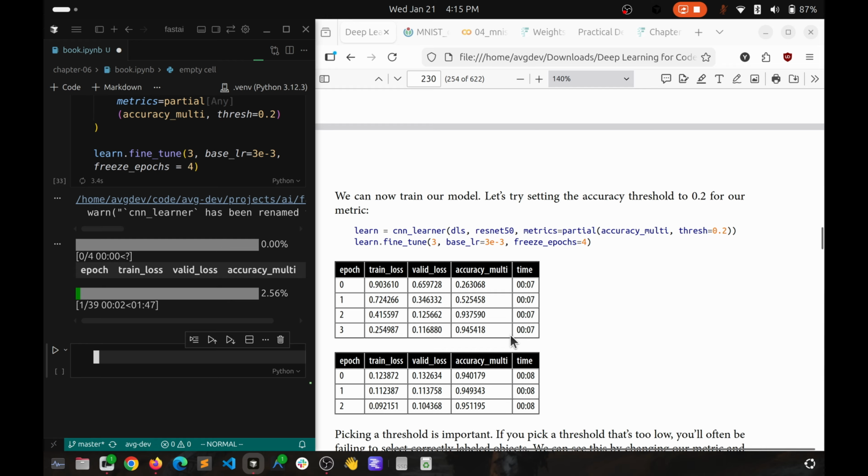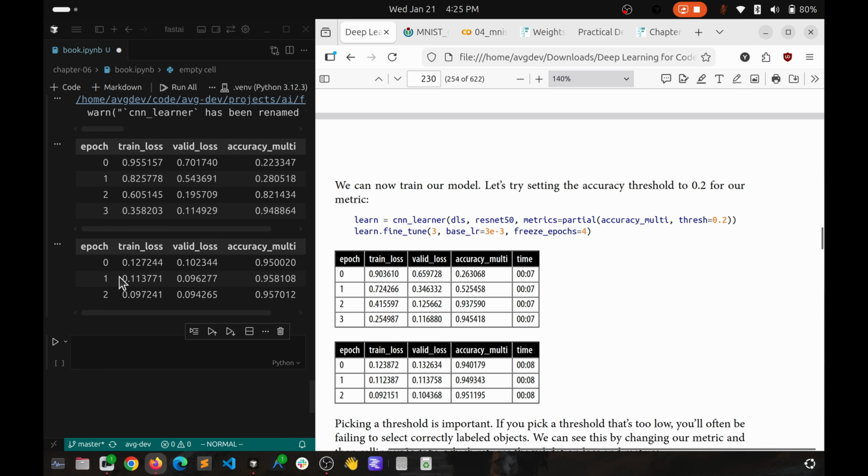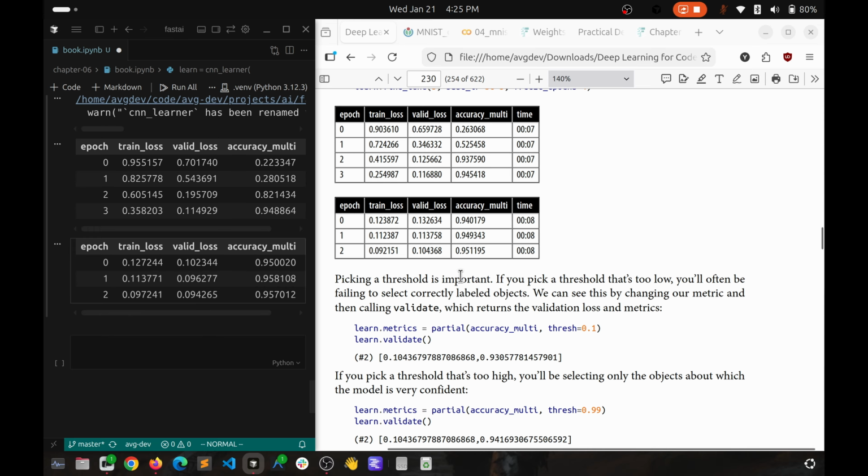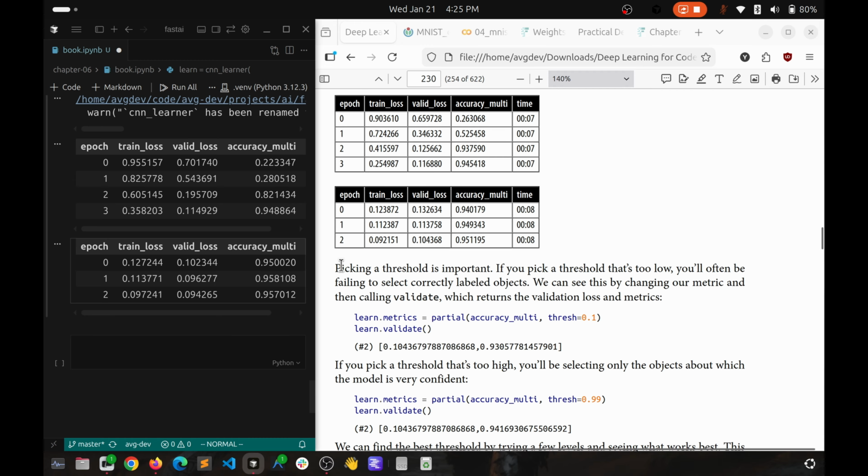Okay, so it didn't take him too long to train, I guess. For me, it is taking a while, probably a minute or so. So I'll check back. All right, so it looks like we got similar results at the end of it all. About 95% accuracy, validation loss 0.09, and also train loss at 0.09. Cool.